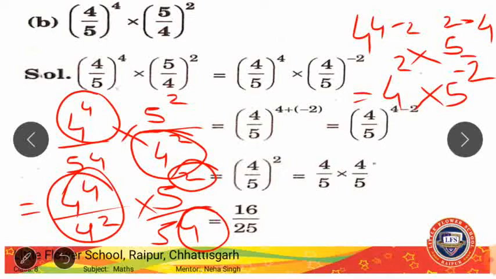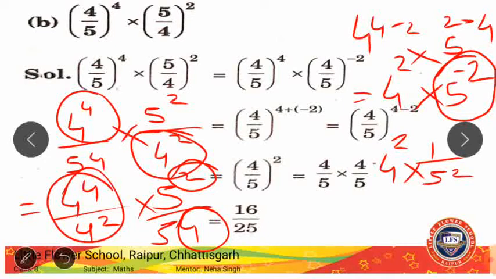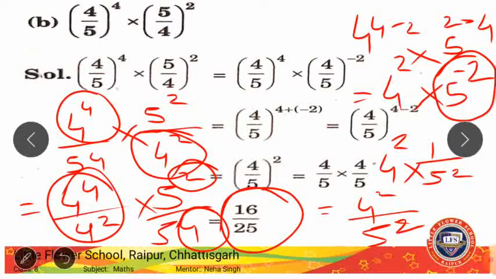Now again, what will happen here? The power is negative, so we can take the reciprocal, the property which we have used here. 4 square into 1 by 5 square, which means 4 square upon 5 square, which means 4 into 4 and 5 into 5, which is 16 upon 25, right? So this method, as I told, is a little lengthy. Both methods are easy, you can solve it with either method.